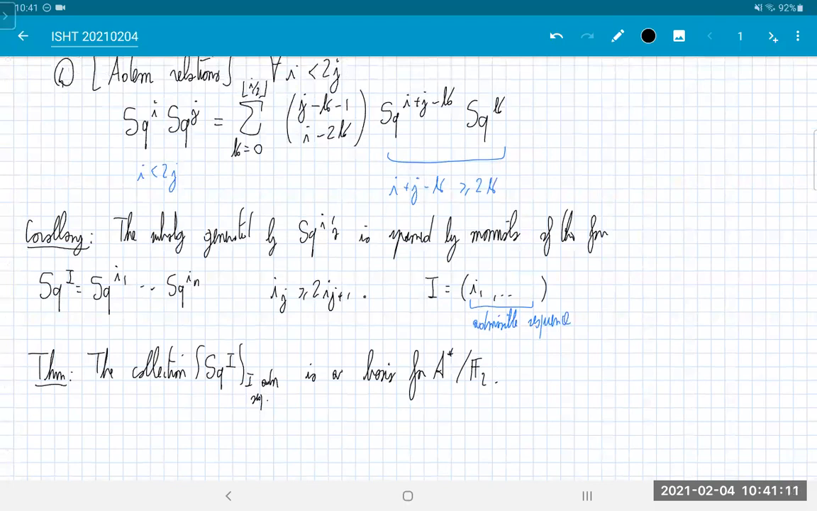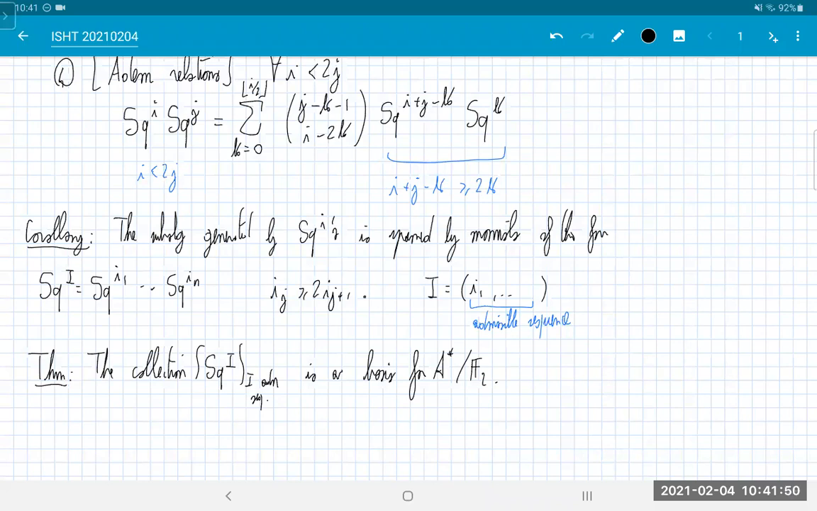Okay, so just to make sure I understood. The subalgebra generated by the Sq^i, so it's a subalgebra of the Steenrod algebra? Yeah, it turns out to be everything. It's spanned as an F2 vector space. The subalgebra is spanned by all possible monomials. I'm saying that if you have the Adem relations, you can write every other monomial as a linear combination of these admissible monomials.